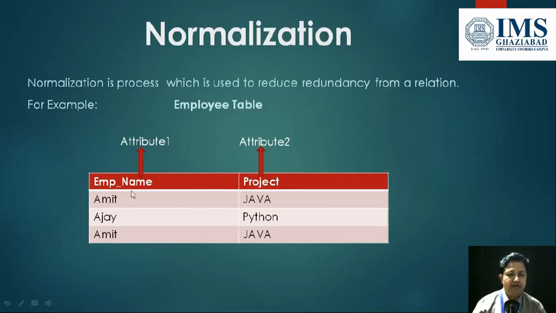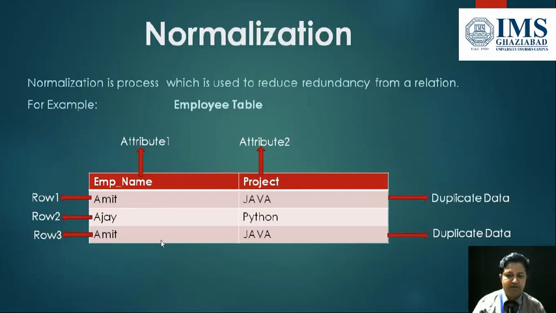Every attribute has a set of permitted values. Employee name has the values Amit, Ajay and Amit, and project has the values Java, Python and Java. These values are contained in rows, row number 1, row number 2 and row number 3. Now here in this table we have duplicate data in row number 1 and row number 3.